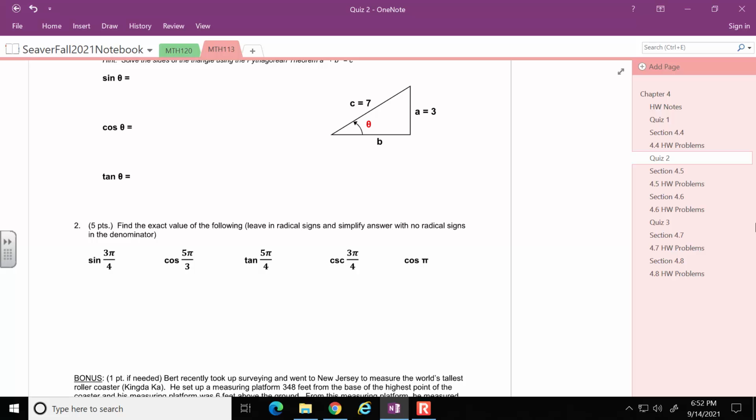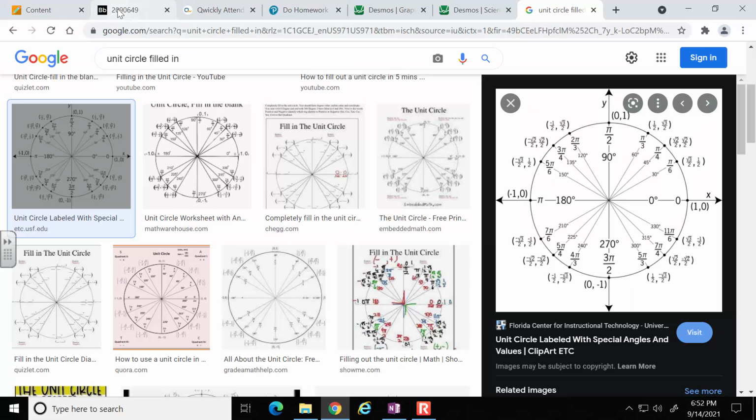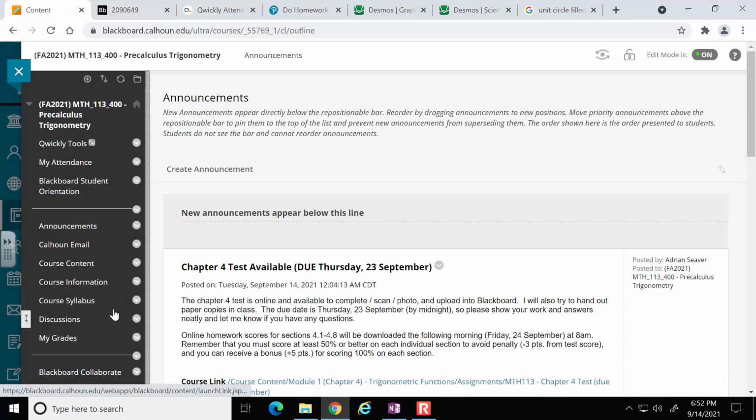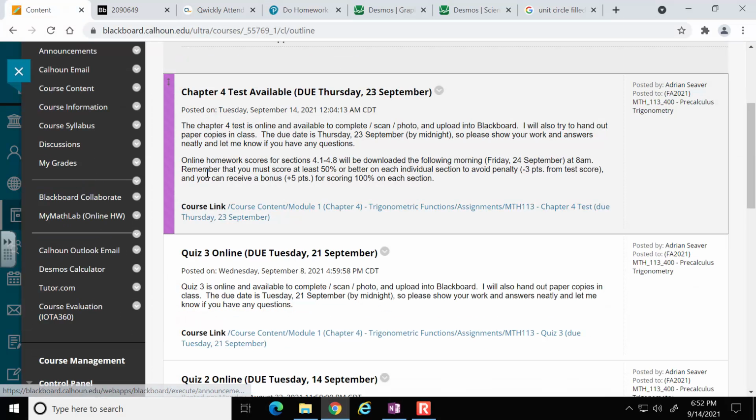Can I take a picture, please? Yeah. It's been a long time since I've taken one. That's okay. I will add that link on here too.